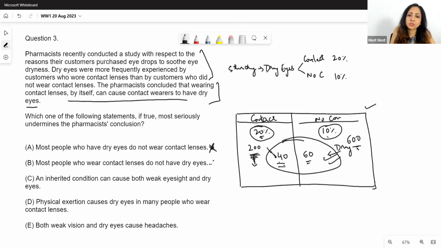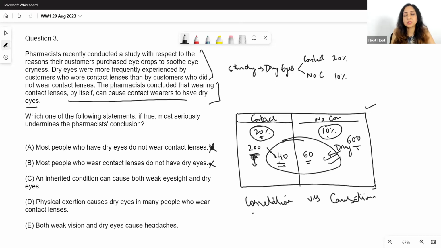So this also does not weaken the data given to me, it does not weaken my conclusion. It is certainly possible that contact lenses are the ones causing dry eyes, because 20% of the contact lens wearers have dry eyes, right? Okay, let's see. An inherited condition can cause both weak eyesight and dry eyes. Now, you would have heard about this concept. This is our correlation versus causation concept, right?